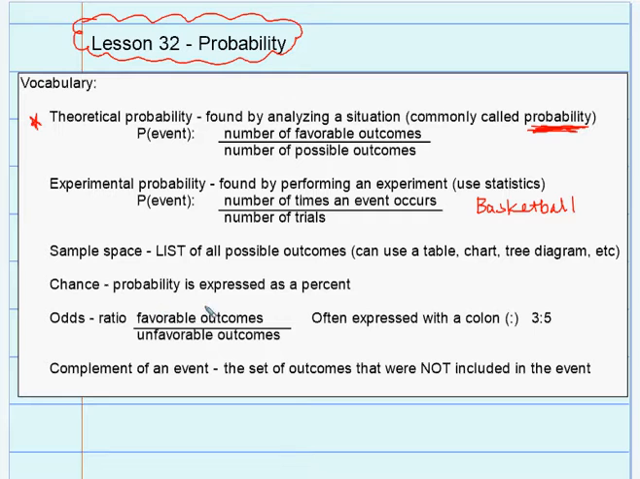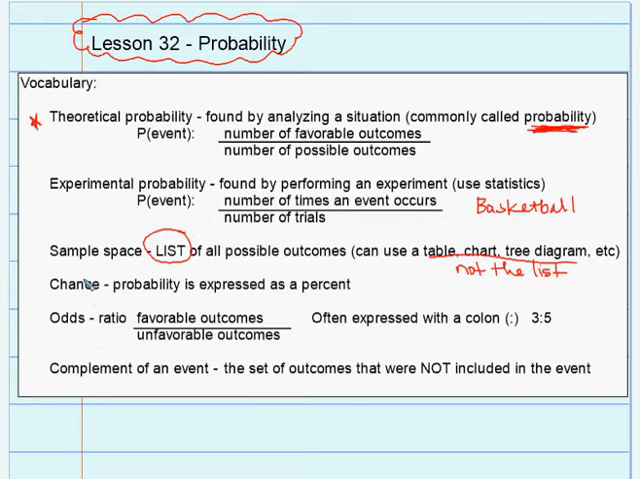Sample space is a list of all the possible outcomes. You can use a table, a chart, a tree diagram, etc. However, these are not the list. Okay? I am not going to hunt through your tree diagram to figure out what your sample space is. You will list all of those values for me.